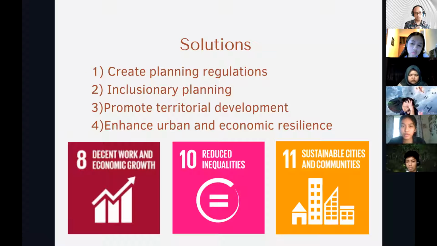The third is to promote territorial development, which is to socialize and to help people understand that cities are not only seen as individual entities, but also as the connectivity that allows further and faster economic growth. And the fourth is to enhance urban and economic resilience that focuses on tackling climate change and disaster risk. These solutions could help achieve three of the targets in the United Nations Sustainable Development Goals, which are 8, decent work and economic growth, 10, reduced inequalities, and 11, sustainable cities and communities.